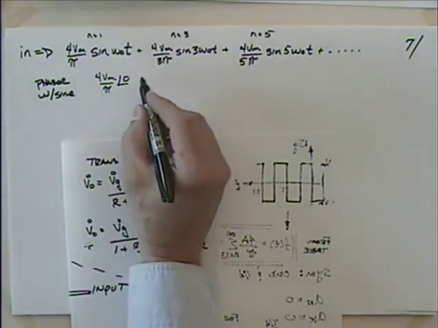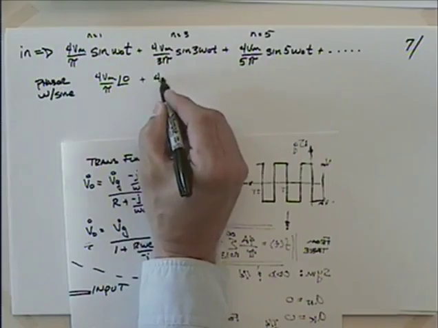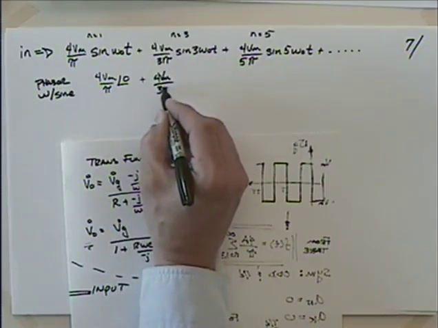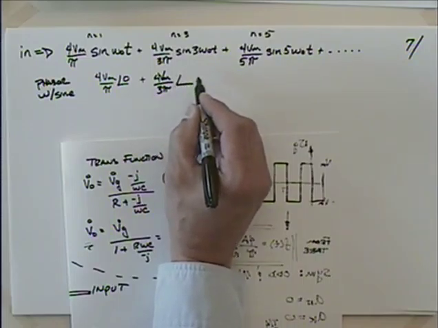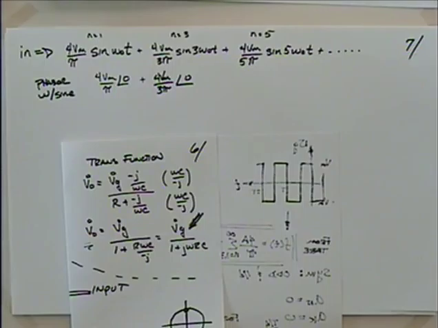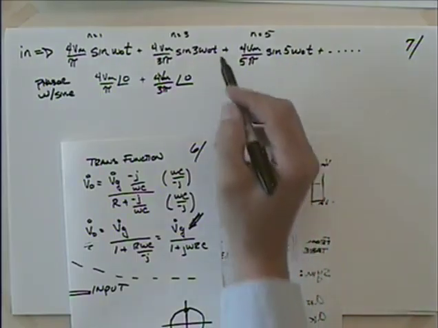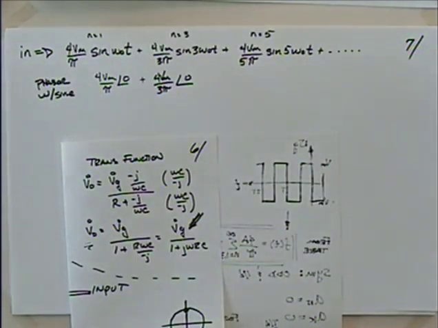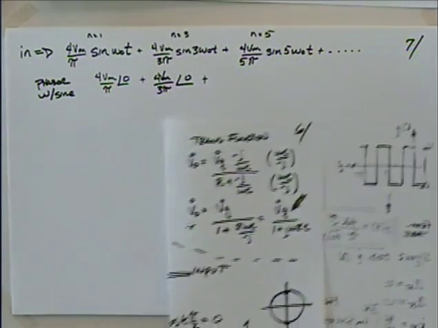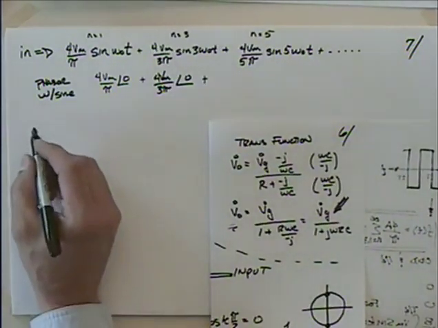And what would this one look like? For Vm divided by 3 pi at an angle of what? 0? Yeah, there's no phase shift there. And we could just keep going with that. Okay. So what I'm going to do is I'm going to then put that into the transfer function.